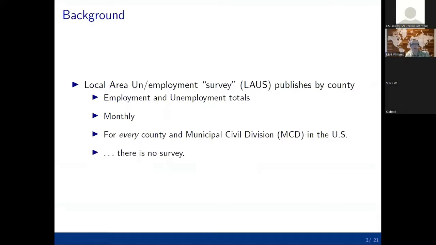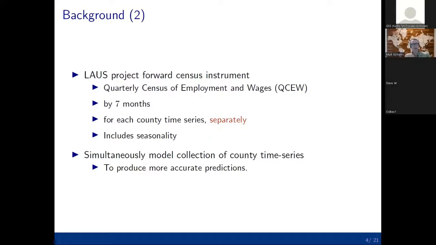So background, local area unemployment survey, the LAUS, and I'm sure that there's a savvier way to pronounce that, but that's okay. They publish county level unemployment and employment totals every month for every county and municipal civil division in the United States. So it's a huge undertaking. Terminology-wise, it's actually not a survey. And so what is it? Well, it's actually a projection forward from the census instrument, the quarterly census of employment wages.